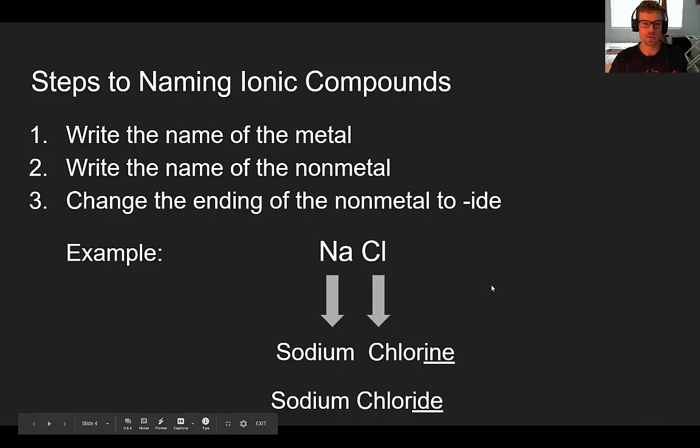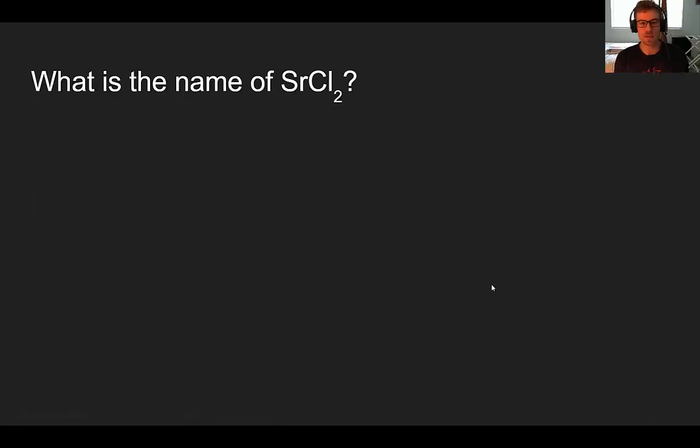So let's take a look at a couple more examples. What is the name for SrCl2? Now, that 2 there makes you think that you have to do something. You don't have to worry about that for ionic names. You are going to have to worry about that when we look at writing the formulas, because this would be the formula, but that's going to be in our next video. For now, you don't have to worry about that. You just need to look at what are the names of these two elements.